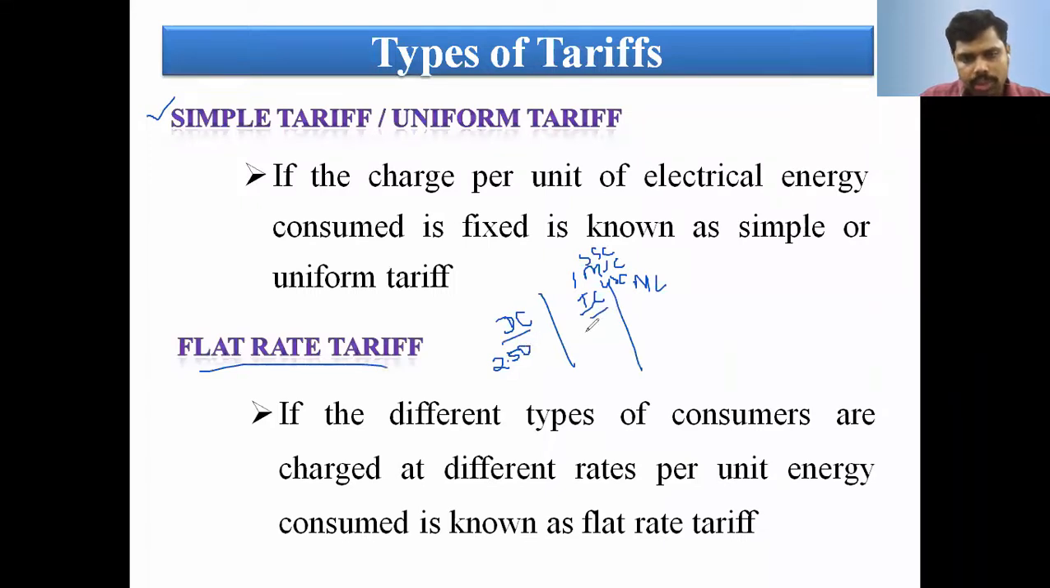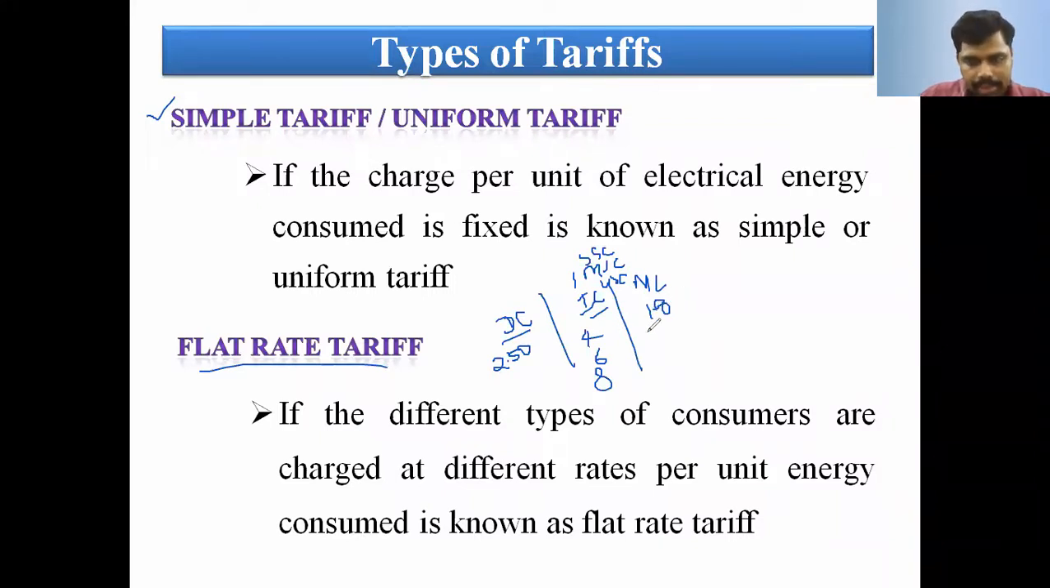And for industrial consumers, that is the small scale industry, they are charged 4 rupees. In medium scale industry, they are charged 6 rupees per unit. And large scale industries are charged 8 rupees per unit. And the municipal load is fixed at 1 rupee 80 paise per unit. Like that, they are fixed.